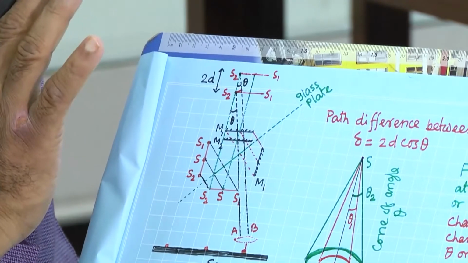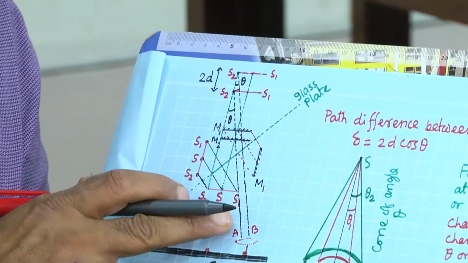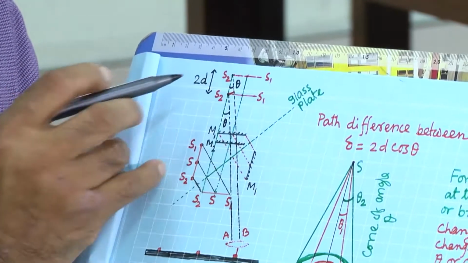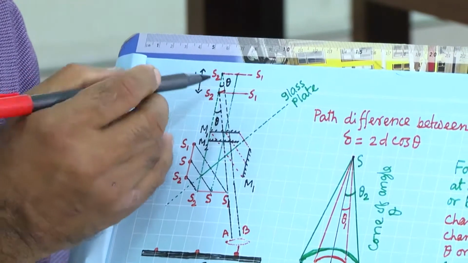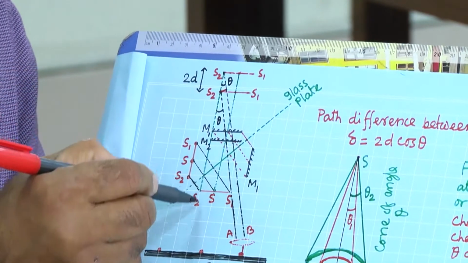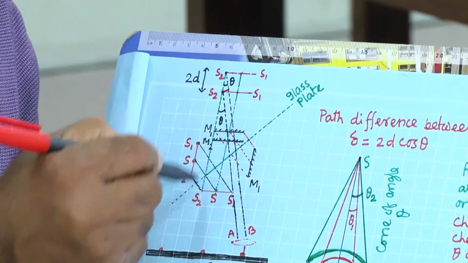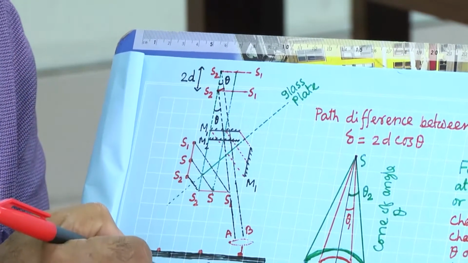So, from this picture, as if now we have two coherent sources. Now, from two coherent sources, if light falls this way, from these two sources they are coming just downwards.